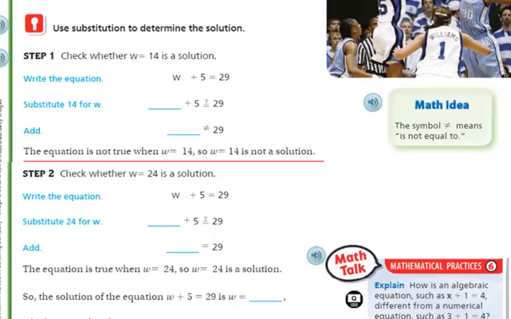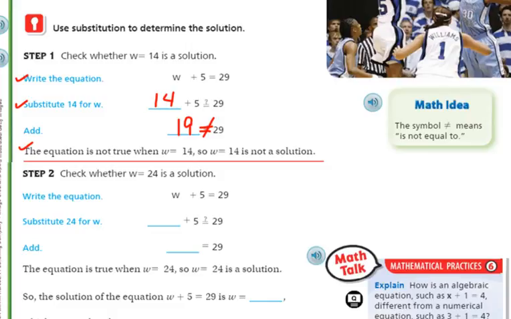We are using substitution. Use substitution to determine the solution. Check whether W equals 14 is a solution. We're always going to start by writing our equation. Then we're going to substitute into that equation. 14 plus 5 should equal 29 if it's true. 14 plus 5 is actually 19, and we'd say not equal to 29, putting a slash through the equal sign. The equation is not true when W equals 14, so W equals 14 is not a solution.